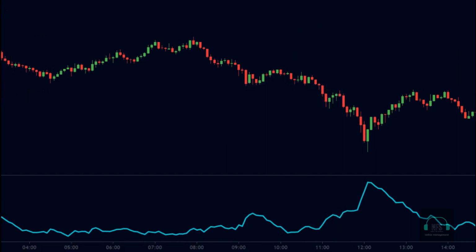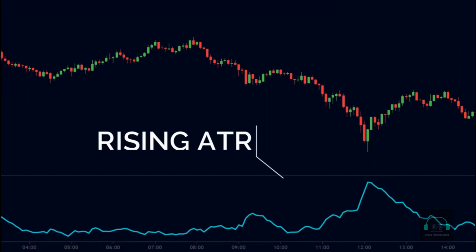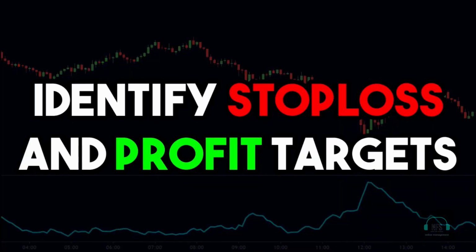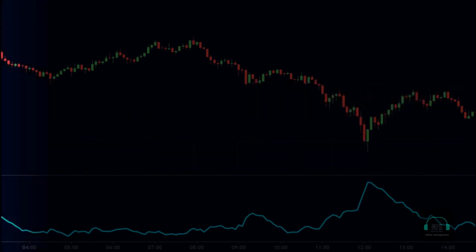Whenever we enter a trade, we want to make sure that the ATR values are going up. That way, we can say that the momentum is rising. And a rising momentum can help us in achieving profits. Another way of using the ATR indicator is to identify stop loss and profit targets.